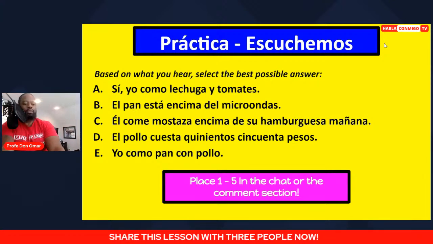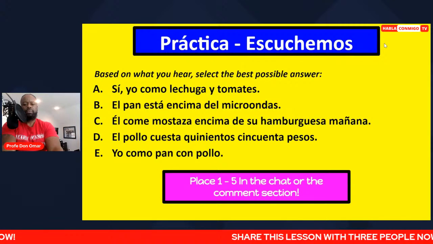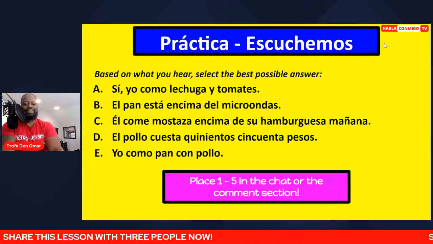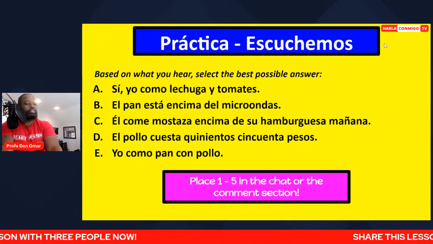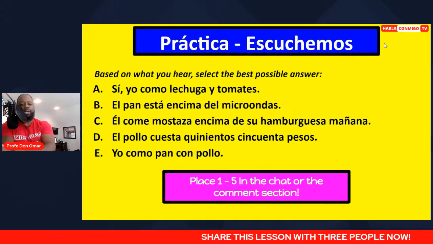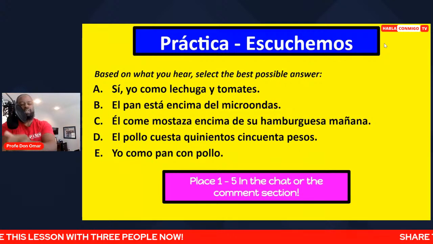Ok. Número 4. ¿Cuánto cuesta el pollo? ¿Cuánto cuesta el pollo? All right. He says sin tomates. Oh, man, I love it. Sin tomates. La letra D, señor Todd, excelente. El pollo cuesta 550 pesos. All right. El pollo, sí, señor Mr. Steven X. El pollo cuesta 550 pesos.